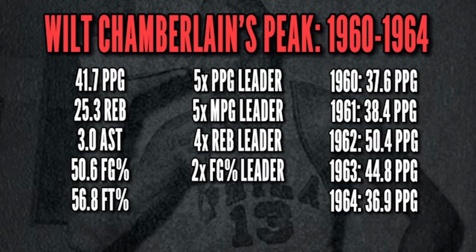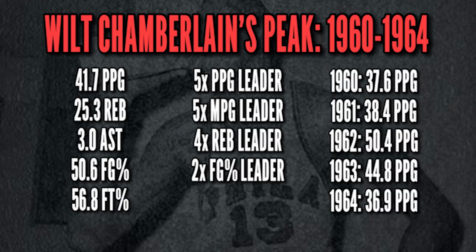And the one thing that really caught my eye when looking at these Wilt seasons, look at this 5-year stretch from Wilt. He averaged 37.6 points per game, 38.4 points per game, 50.4 points per game, which is still ridiculous, 44.8 points per game, and 36.9 points per game. So Wilt's worst year during this stretch was when he averaged 36.9 points per game. That should be some great perspective on how dominant an offensive player Wilt Chamberlain was.